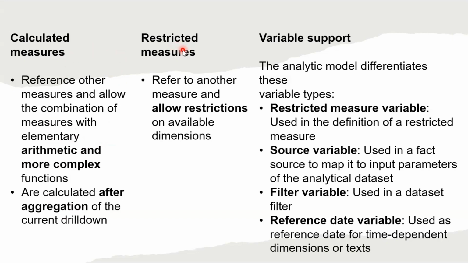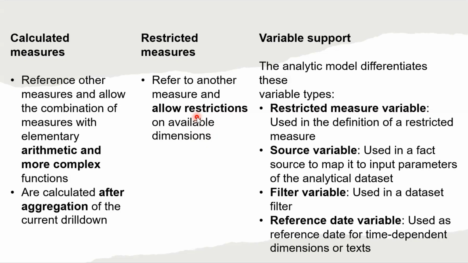Then we have a restricted measure. It refers to another measure and allows restriction on available dimensions. So you can restrict. For example, if you want to create separate measures region wise, let's suppose you have multiple regions like Asia, EMEA, or other regions as well.